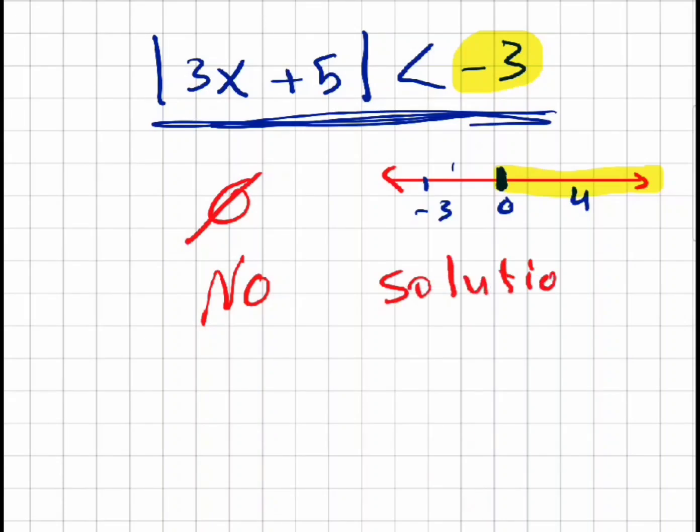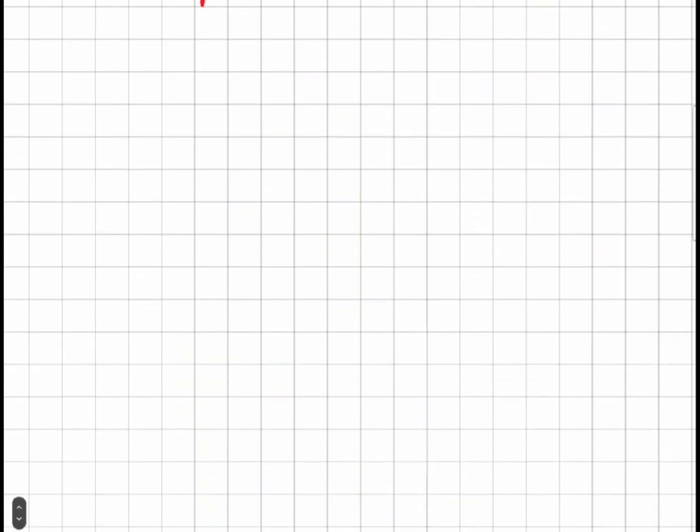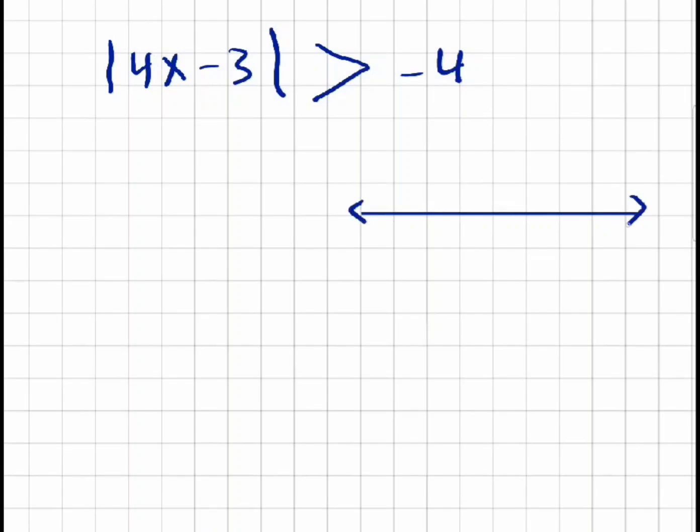Now, let's look at another example. So let's say we have the absolute value of 4x minus 3 is greater than -4. What is the solution for this particular math problem? Now, let's look at the possibilities. So this could equal 0. Is 0 greater than -4? Drawing a number line, 0 is to the right of -4. So this is possible.